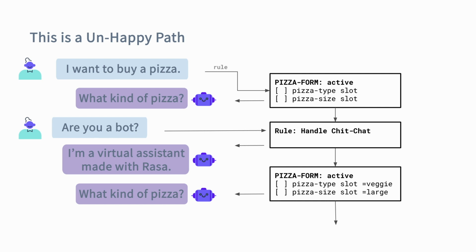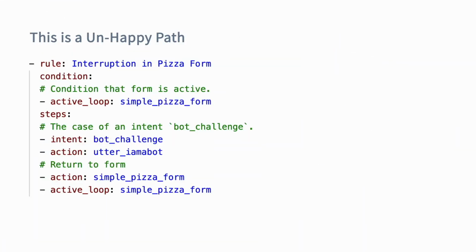Now, in Rasa, the way that you can accomplish this is by effectively just configuring an extra rule. Here's what such a rule might look like. The main thing to point out here is that there's an active loop, and that there is an intent called bot challenge around, and that it's followed up by an action that answers the question appropriately. Once that's been dealt with, we basically just say that the loop is still active and proceed from there. This rule can really be specified with a condition, because it basically says if the simple pizza loop is active, then answer bot challenge with utter I am a bot before going back to the loop.